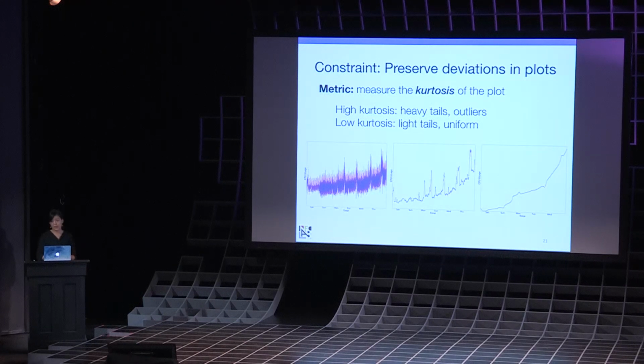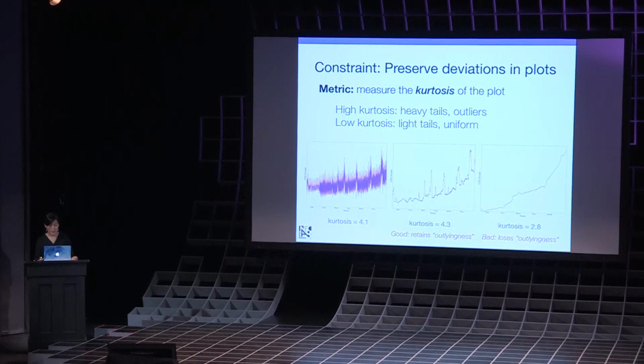Let's calculate the kurtosis of these three graphs. So the original one has a kurtosis of 4.1. The second one has kurtosis even increased a little bit because I got rid of some of the fluctuations, so it's 4.3. While the third one, you see that the kurtosis decreased to 2.8 because I smoothed away some of the outlierness or deviations that are present in the original plot.